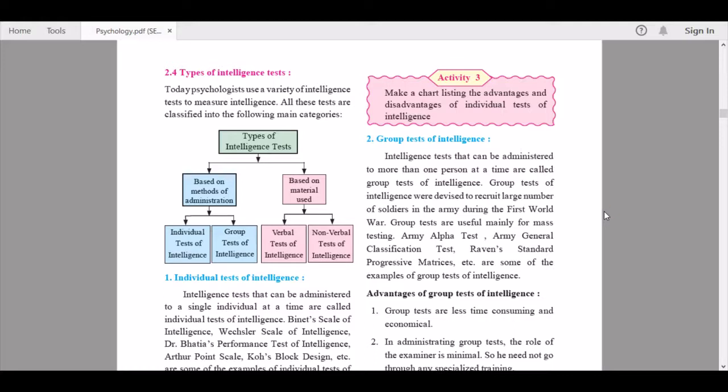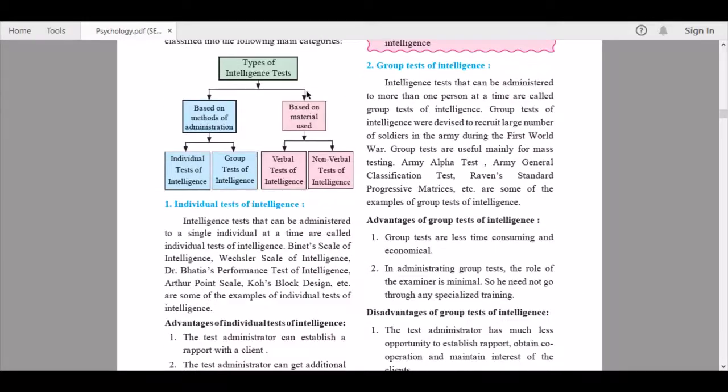Here we continue with Unit 2.4, Types of Intelligence Tests. Today psychologists use a variety of intelligence tests to measure intelligence. All these tests are classified into the following main categories. Here we have been given a flowchart of how different types of tests are put into work. Based on methods of administration, there are two types: individual tests of intelligence and group tests of intelligence. And based on material used, verbal tests of intelligence and non-verbal tests of intelligence are used. So we'll be starting with our first one, individual tests of intelligence.